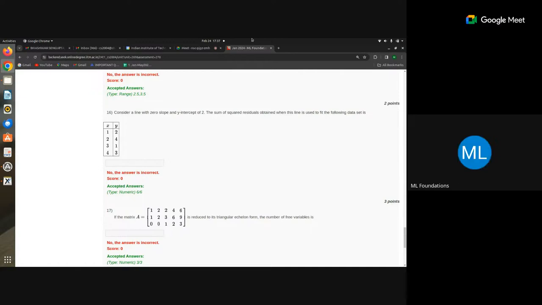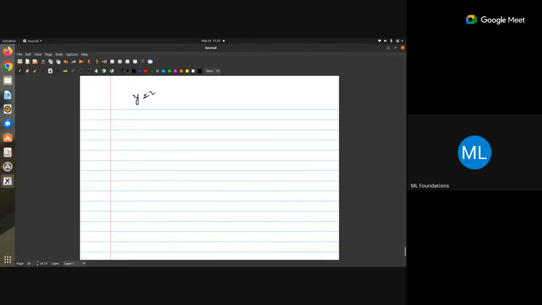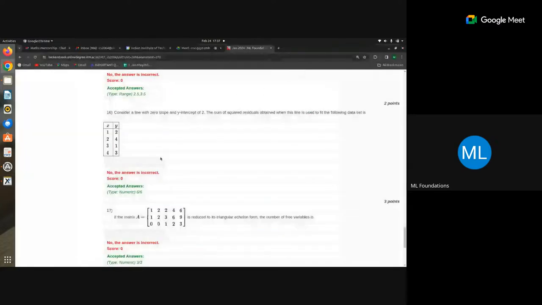Do you need to use linear algebra here first of all? No, sir. This is a very straightforward question, right? You don't need to use the x values anywhere, because the slope is 0. So y equals 2 is the equation of the line. It's a constant line, and you have to find the sum of residuals. So 2 minus 2 square is 0, 4, 1. 4 plus 1 is 5, 5 plus 1 is 6. So I think it's root of 6 divided by 4, right?